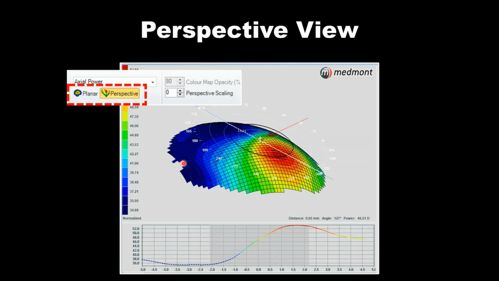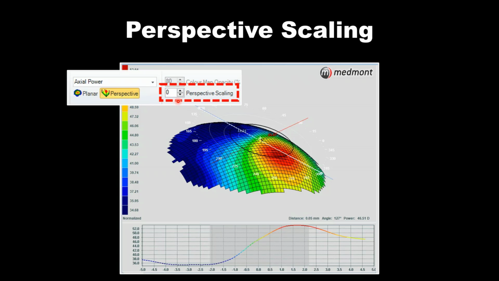In this case, I have an axial interpretation of this topography that's now being converted to a 3D-like image. Although I'm not really seeing this eye in 3D, I'm not seeing how the cone is much more curved than the superior cornea, which is flatter. And that's because your perspective scaling value is at 0. So let's alter this value to try to give us more perspective on this eye shape.